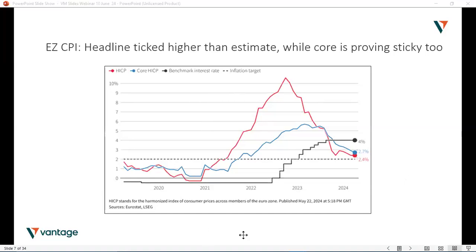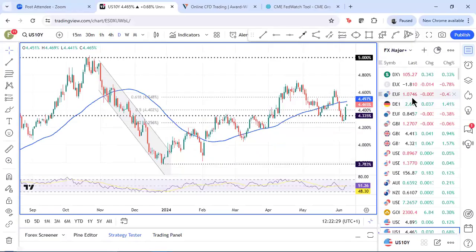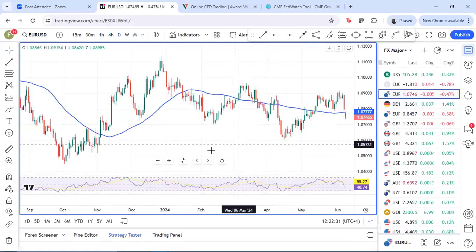Okay, let's look at Eurodollar now. I'll just put up the chart here, and you can see a big sell-off.